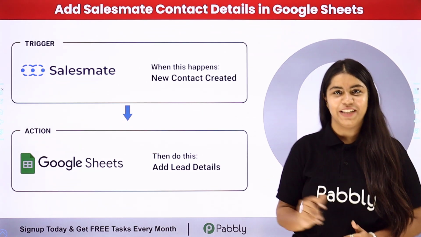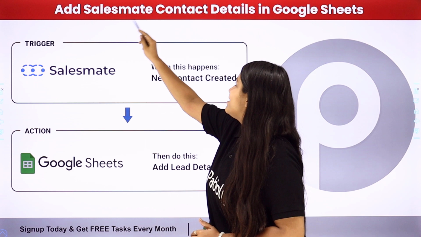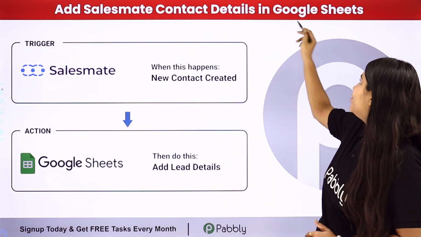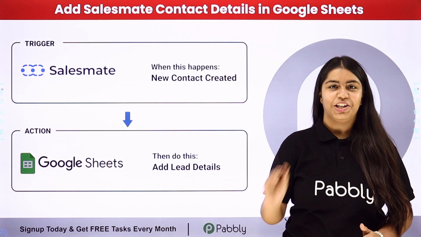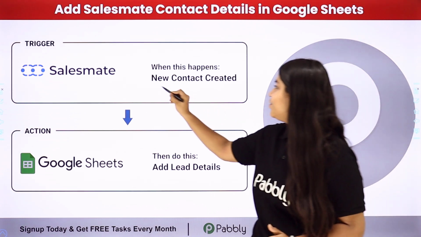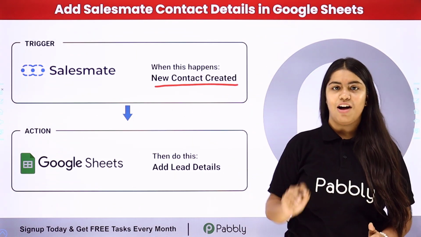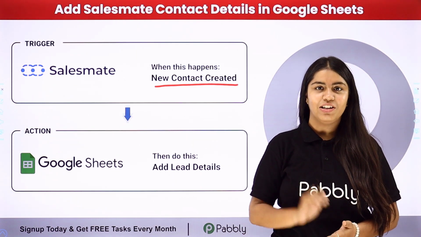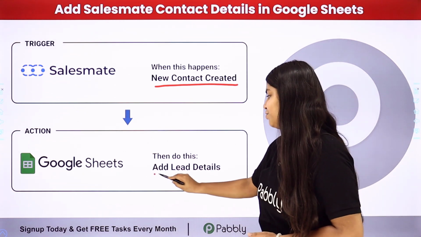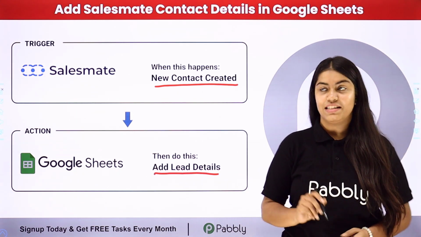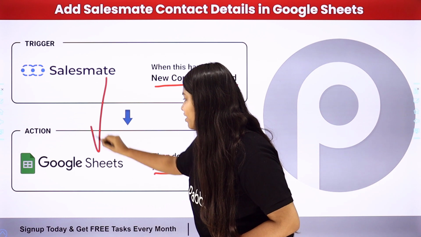The title of our today's video is How to Add Salesmate Contact Details in Google Sheet. So the objective of our today's video is that as soon as a new contact is created in my Salesmate account, I want the details of that contact to be added to my Google Sheets too. For this, we are going to create a connection between Salesmate and Google Sheet.